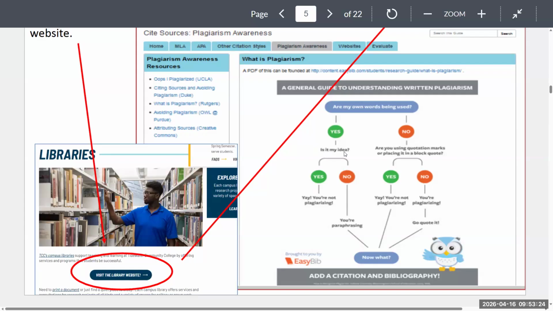Over here, again, is it my idea? Yes or no? If it's your idea, you're not plagiarizing. If no, you are paraphrasing. So you're just taking somebody else's idea and paraphrasing it. That is still plagiarizing. Okay. So you have to be very careful how you word it.